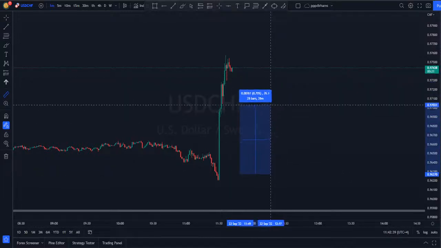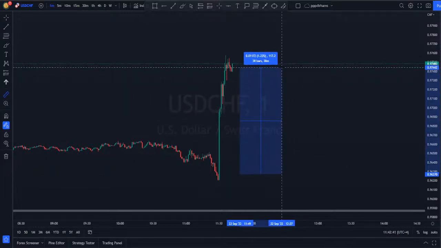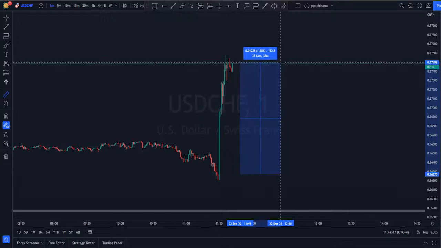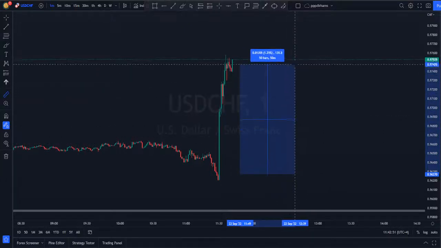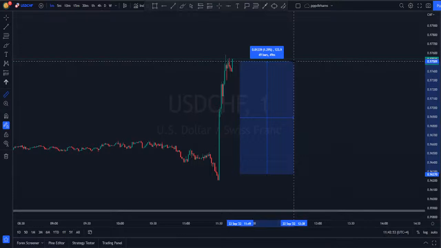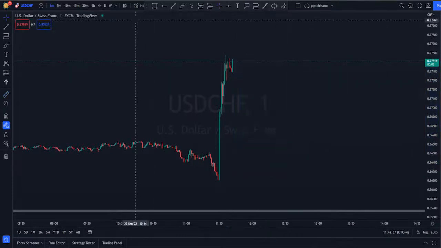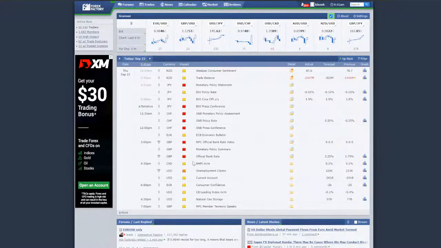If you know USD CHF, you know that this is a very unusual pair. By unusual, I mean it doesn't have volume, right? But when you see volume come, it means it's a very beautiful moment. It's okay. Let's see what news we have. GBP at 3 p.m. That's going to be beautiful. I'm going to try and see if I can stream the news.